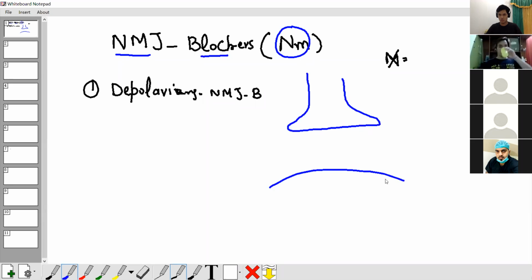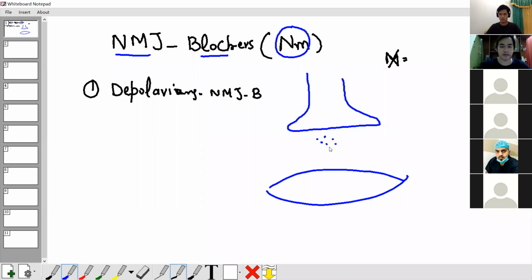Synapse, skeletal muscle, acetylcholine released here, yeah? Here we have a receptor. Which receptor? NM receptor. The NM receptor is attached with a gate, a sodium gate. Okay? The drug we use here, the depolarizing group, only one drug, succinylcholine.